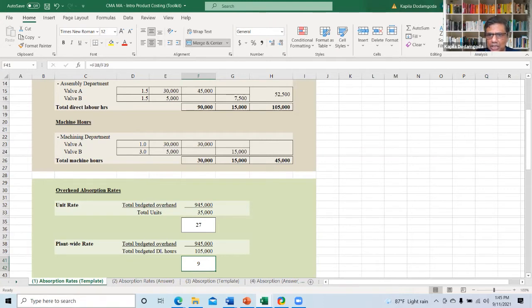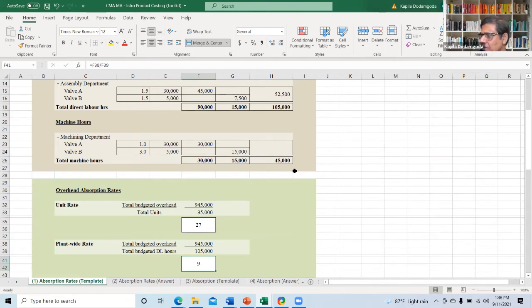If you have that process knowledge, you will know there is probably a lot of machinery. So you can see the overhead of the machining department, I think it was 630,000. It is primarily comprising machine depreciation, machine insurance, machine maintenance, and electricity consumption for machinery. It is more likely to vary with the machine hours. So that is why we have a machine hour rate.